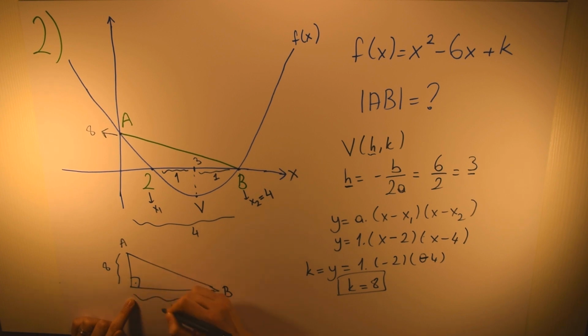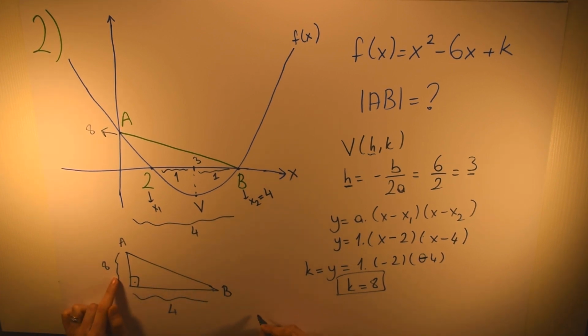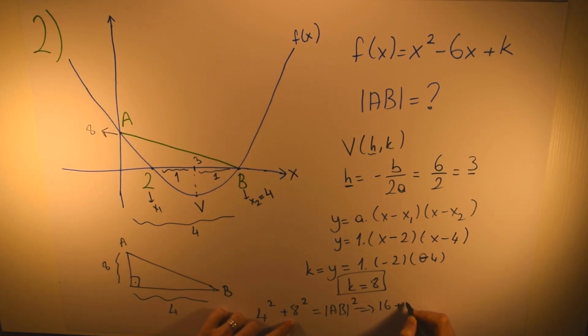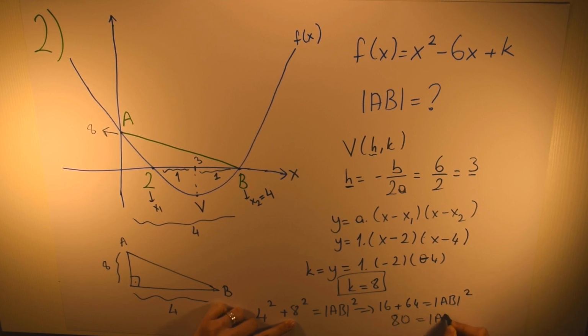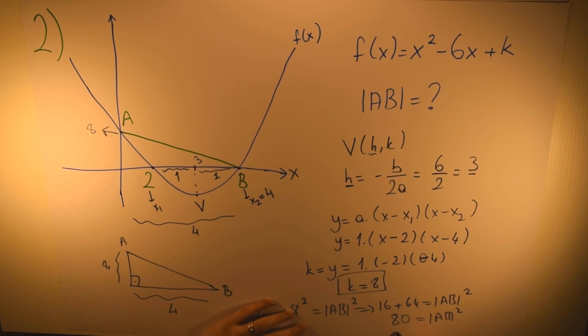From the right triangle formula, 4 squared plus 8 squared is equal to AB squared. So from here, 16 plus 64 is equal to AB squared. So this is 80 is equal to AB squared. So this is 16 times 5, which gives 4 square root of 5 is equal to AB. So this is the way you need to follow to get the right answer.